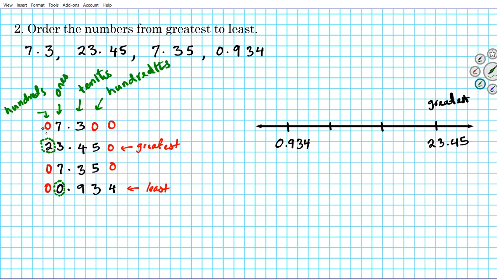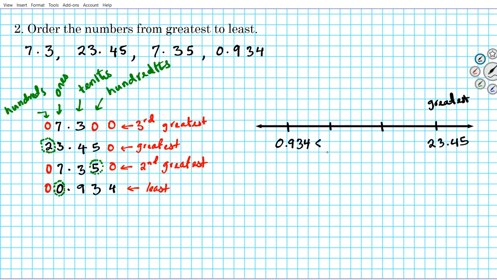Okay, so now we're still comparing the first one and the third one. We're now comparing 0 and 5. Oh, now we have a winner. 5 is greater than 0. Since 5 is greater than 0, that automatically means the third number is greater than the first. So this guy right here is the second greatest. And this one is the third greatest. And we already know what the least is. Alright, so let's put it on our number line. Make sure we have a good visual.